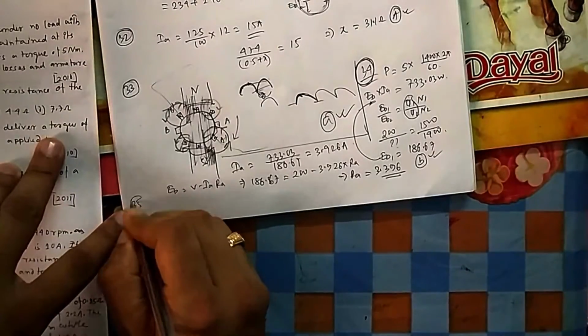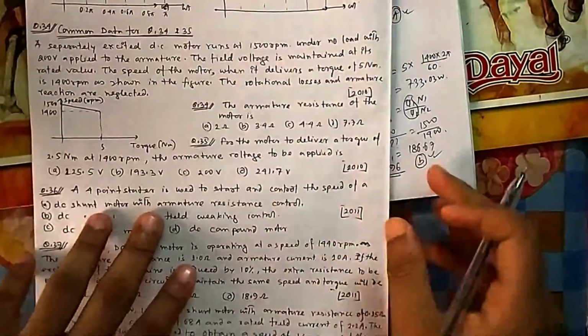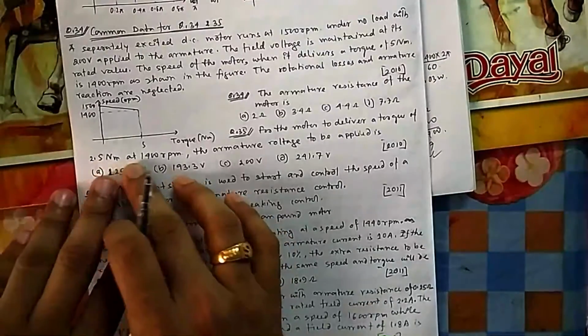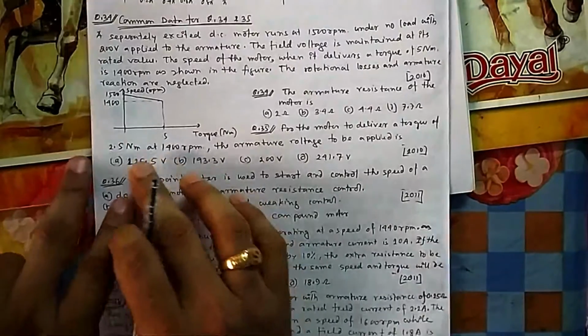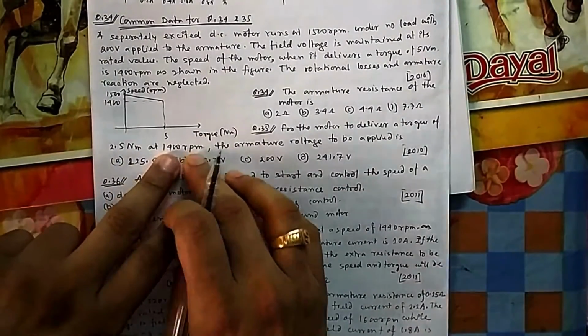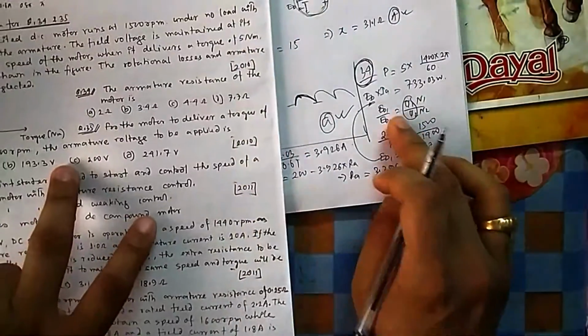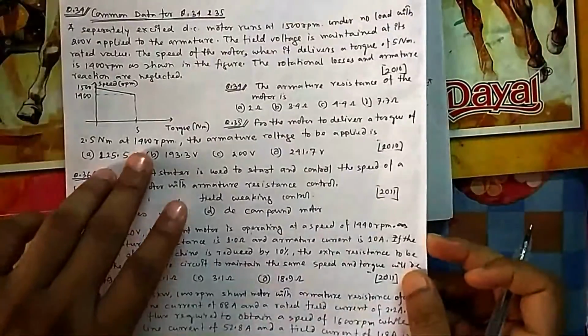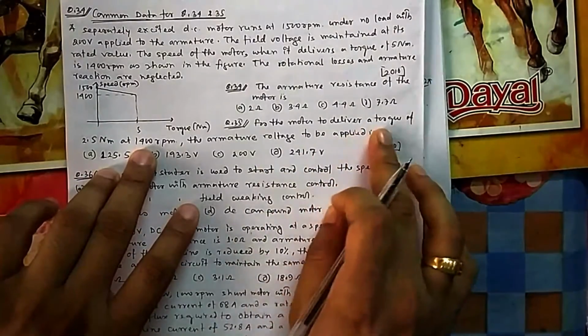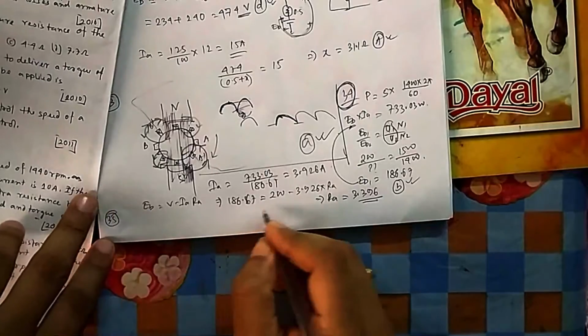You can calculate 35 here only because it is the same question. For the motor to deliver a torque of 2.5 at 1400 RPM. Now the speed is the same, but your torque is changed to 2.5. Because the speed is the same, EB will be the same, because EB is directly proportional to your speed only, as phi is fixed. So it is at 1400, EB remains same, but your power will change because torque you have changed.